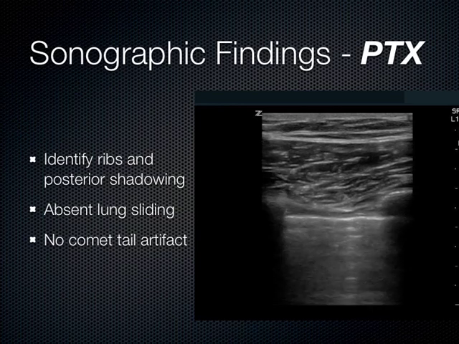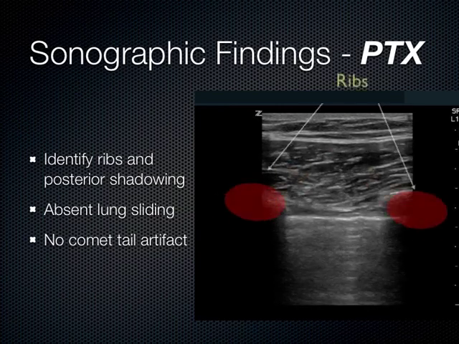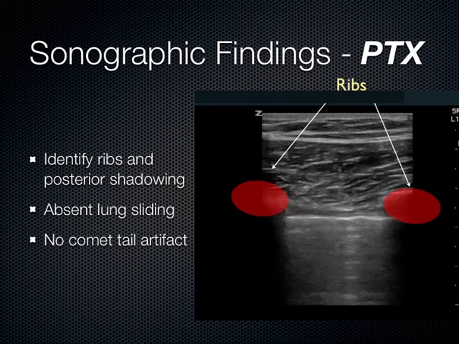Sliding has been described by a lot of people as marching ants or shimmering. So what you're looking for is that it looks like little tiny ants are marching along that line, or that there's a shimmery effect. And if you don't see that, then you have to be concerned that the lung is not touching the chest wall. And then you can also appreciate there's no comet tail there, and there may even be the hint of an A line there at the bottom of the screen.